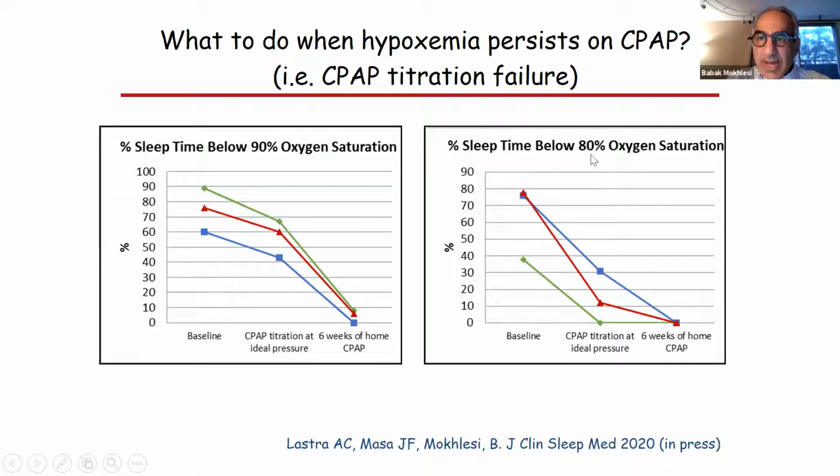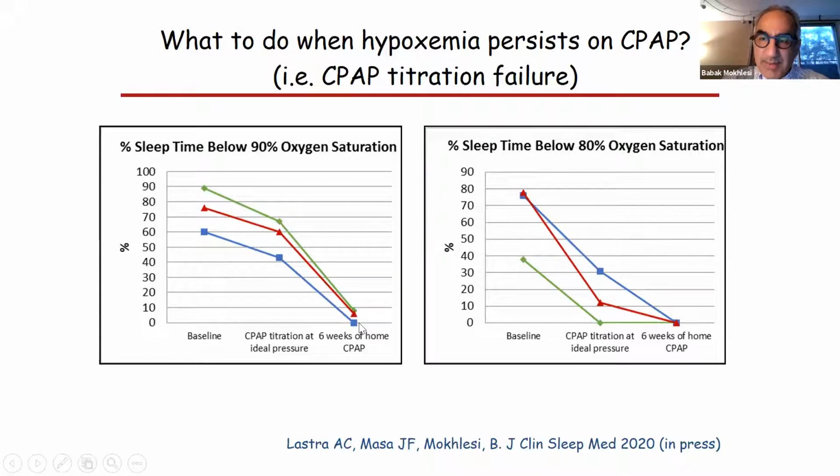And if you look at time below 80%, 2 individuals had a substantial amount of time with oxygen saturation below 80%. Now, once they were randomized to CPAP, we could not label them, we had to give them CPAP essentially. So these patients went home on CPAP with no oxygen, just CPAP. And in 6 weeks, they were highly adherent to CPAP therapy. They were using it around 6 hours a night.